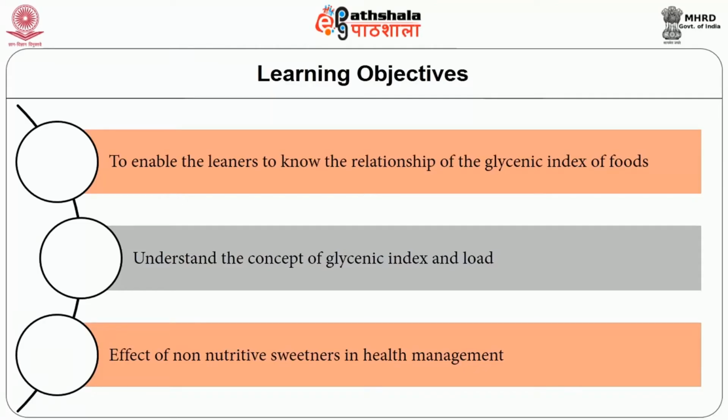In other words, instead of counting the total amount of carbohydrates in the meal, it is enough that we go on to measure the actual impact of these foods on the blood glucose levels in individuals. Now, the overall objective of this module, which is divided into 3 subheads, will enable you, the learners, to know the relationship that exists between the index and the load in individuals, and also understand the concept of glycemic load of the foods. And in the later part, it is to know the effect of non-nutritive sweeteners in health management.